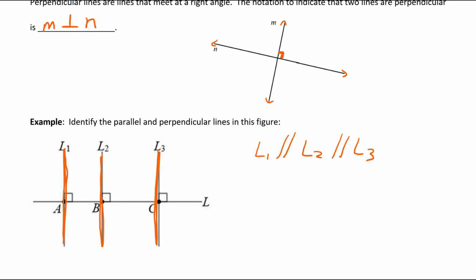Next, we have perpendicular. It looks like this line L, because there's a right angle on each of these that intersect with the orange lines, they are all perpendicular. So L1 is perpendicular to L, L2 is perpendicular to L, L3 is perpendicular to L. So those are all the parallel and perpendicular lines in this figure.